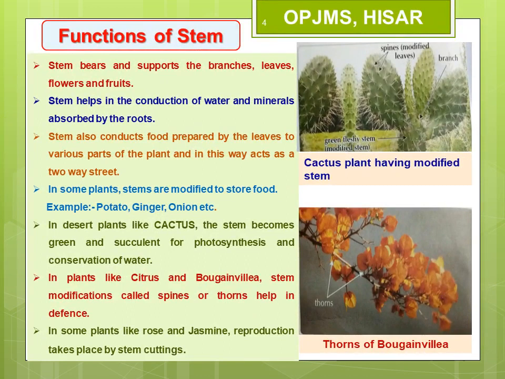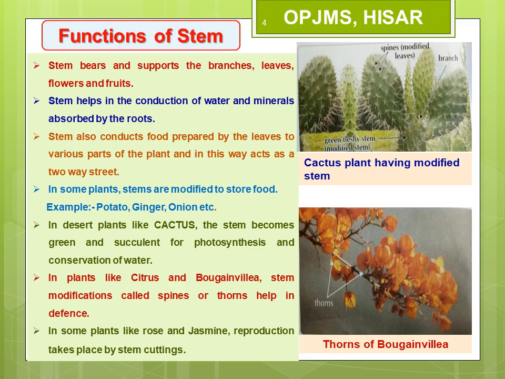Now let us discuss about the functions of the stem. The main function of the stem is to give support. The stem bears and supports the branches, leaves, flowers, fruits. The leaves are arranged on the stem in such a way that they get proper sunlight for preparing food by the process of photosynthesis. Second important function of stem is conduction.